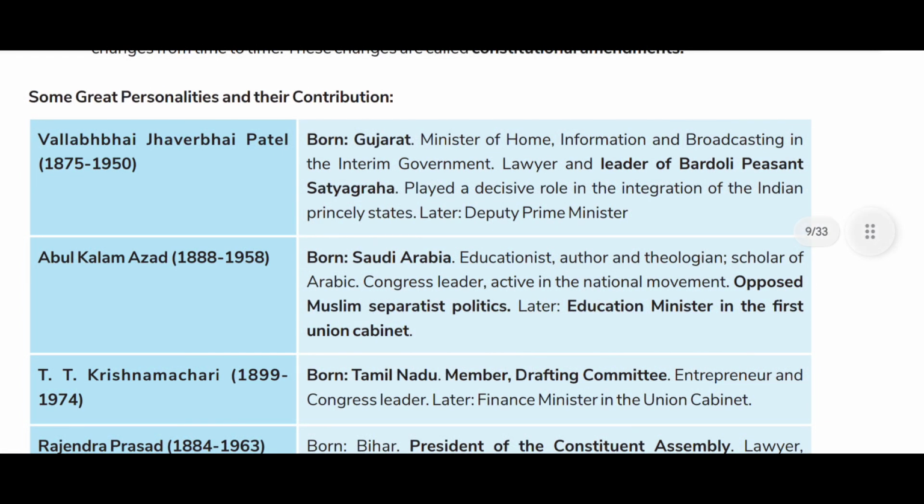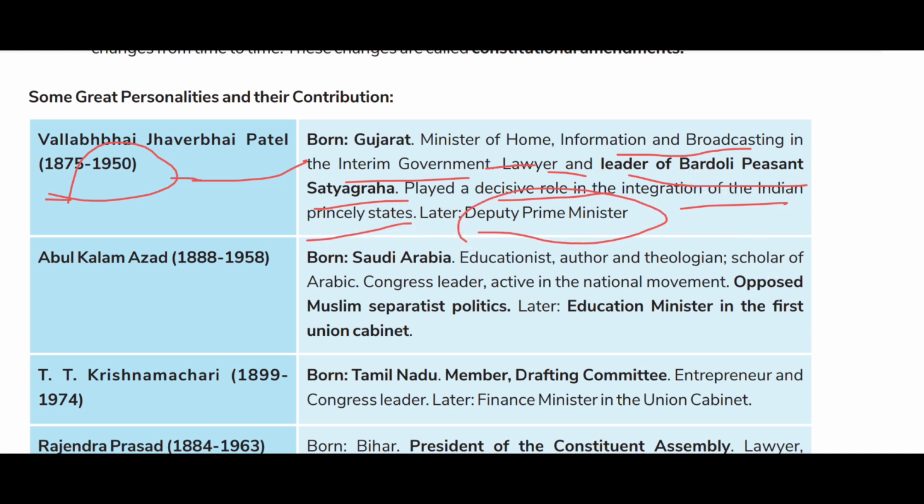Some great personalities and their contributions. Sardar Vallabhbhai Patel, born in 1875 and died in 1950. He was born in Gujarat, was Minister of Home, Information and Broadcasting in the interim government, a lawyer and leader of the Bardoli Peasant Satyagraha. He played a decisive role in the integration of the Indian princely states. Later he became the Deputy Prime Minister.